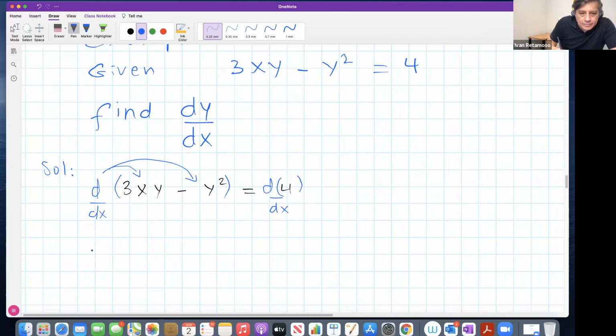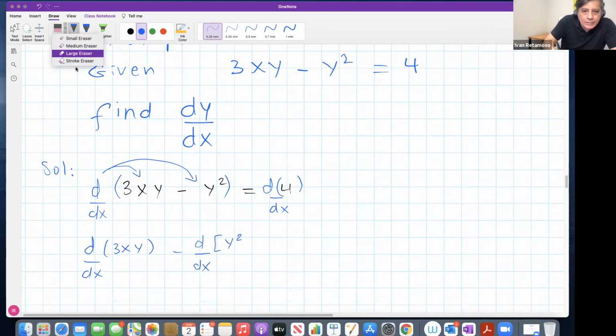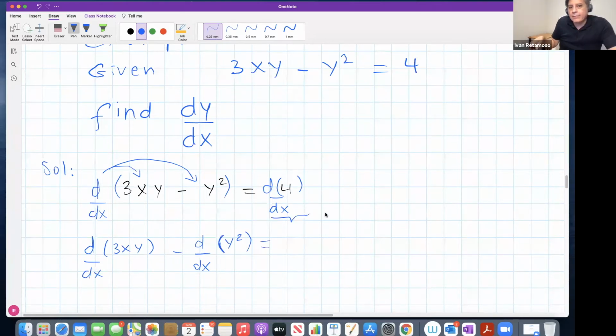Derivative of 3x times y with respect to x, minus derivative with respect to x of y squared. I'll put y squared within parentheses here. Okay, great. So this is what we have on the left side. On the right side, anyone could tell me what is the derivative of the constant function 4 with respect to x? 0.